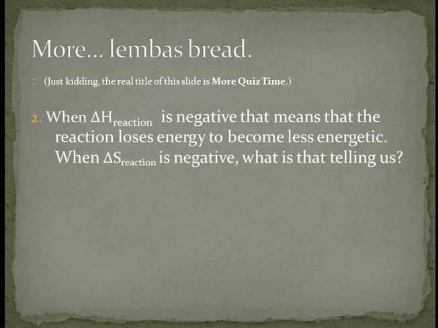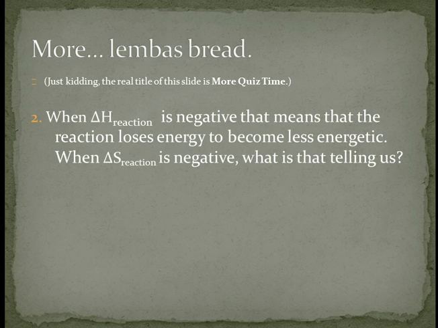Another question, another quiz. When delta H of the reaction, which is the change in enthalpy, is negative, that means that the reaction loses energy to become less energetic. When delta S of the reaction is negative, what is that telling us? Well, going back to what we just talked about, we know that delta S is the change in entropy for a system as a reaction goes to completion. So when that's negative, what does that mean?